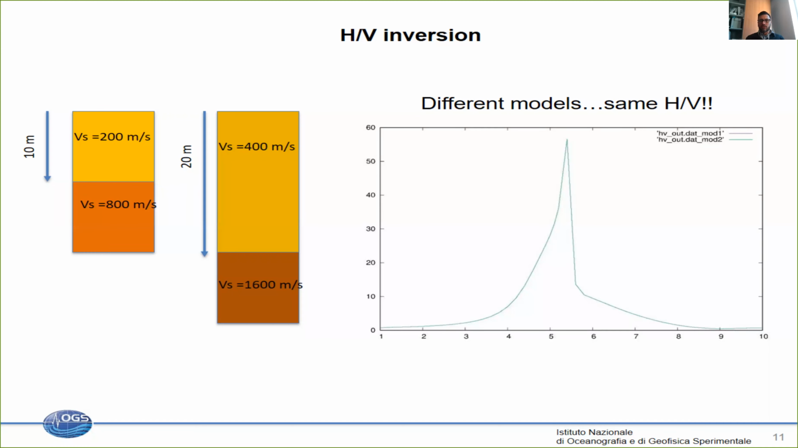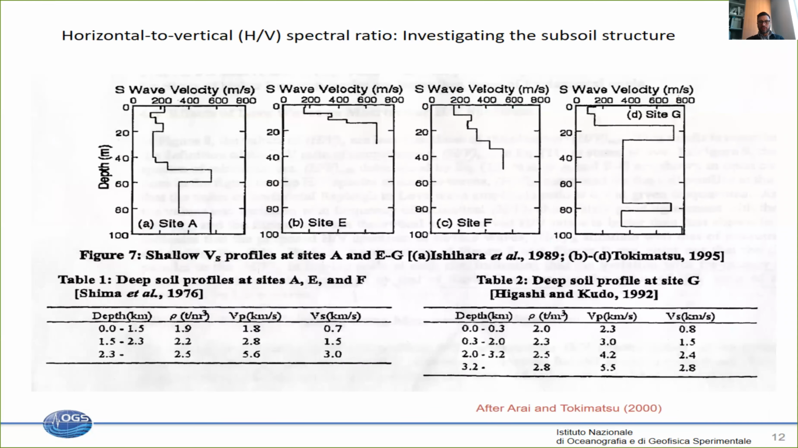And this is related mainly to the problem of trade-off. The fact that changing the velocity in one layer and accordingly the thickness in the sedimentary layer could lead to a very similar H over V. So if one wants to have a reasonable estimation of the underground velocity profile using the H over V inversion, one should at least have some independent information either on the thickness of a sedimentary cover layer or on the velocity profile. So till here, it's all clear from yesterday. Can I go ahead? Yes. Okay. So this is one important point.